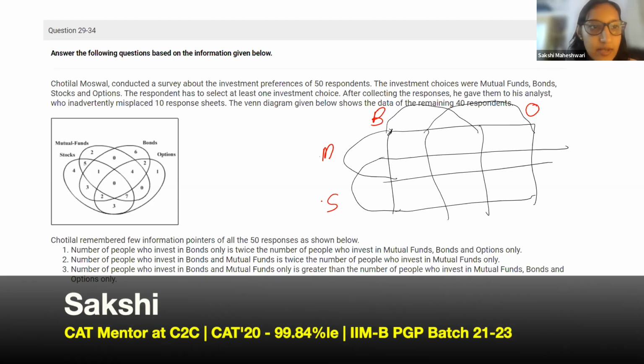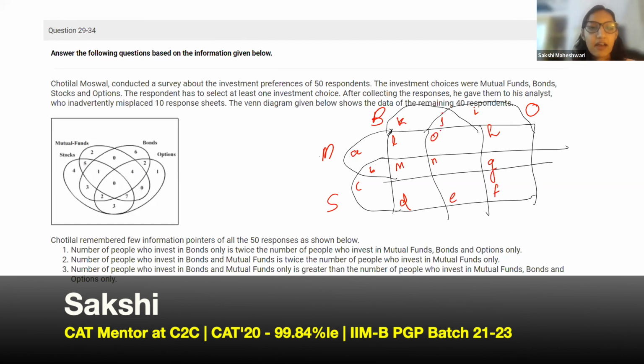The question once again. It's given that Chotilal Moswal conducted a survey of 50 respondents, and the investment choices were mutual funds, bonds, stocks and options. Each respondent has to select at least one investment choice, and he misplaced 10 response sheets. So we have data for the remaining 40 respondents, and for 50 respondents I'm writing variables for now. Let it be A, B, C.